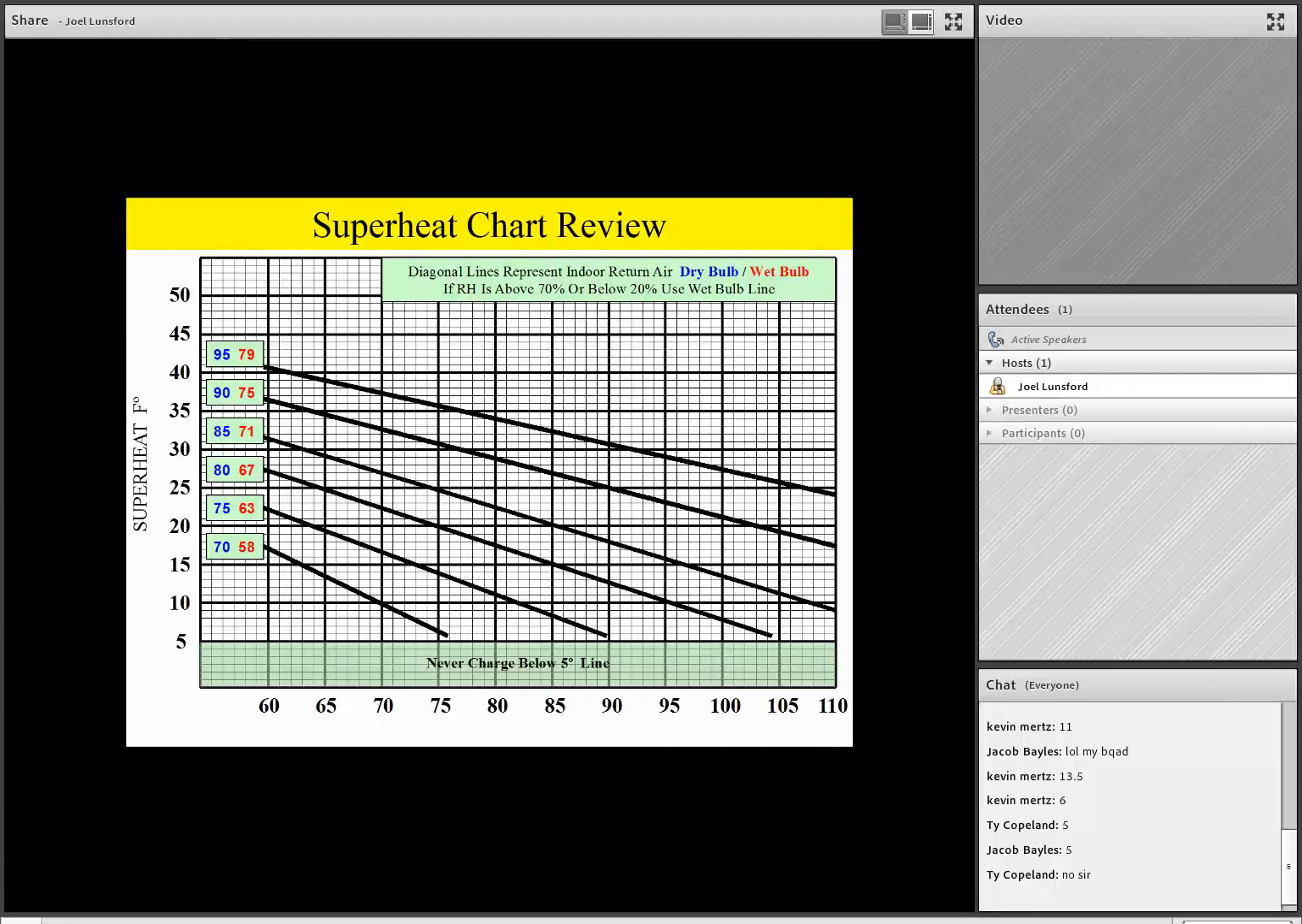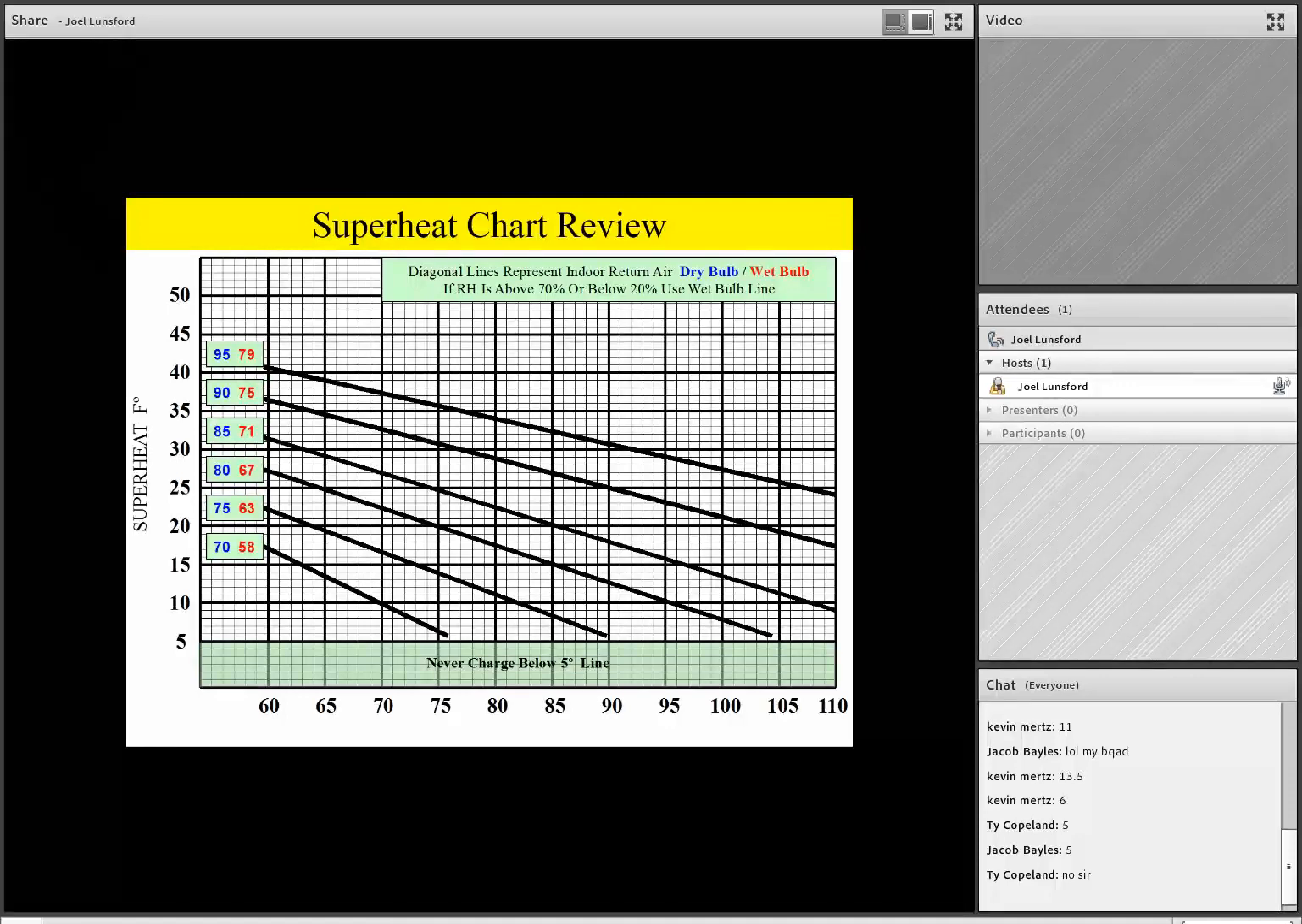Now please notice that in the upper part of this chart, there's a text box that says diagonal lines represent indoor return air dry bulb, which are the blue numbers, and wet bulb, which are the red numbers. Please note also if the relative humidity is above 70% or below 20%, use the red wet bulb line. As you take a look at the far left-hand side of the chart, you'll notice there are some numbers, 50, 45, 40, and so on, down to 5. That is the superheat portion of the chart.